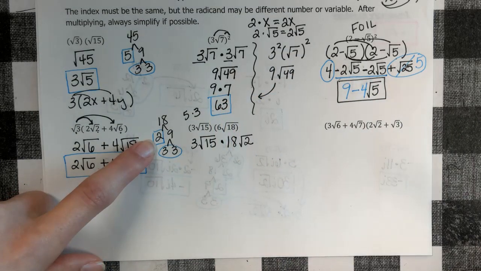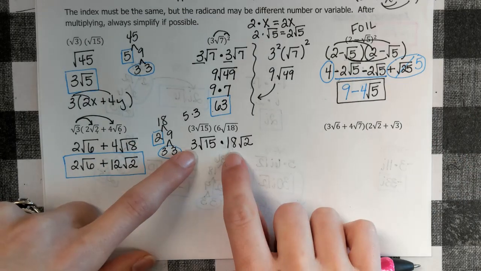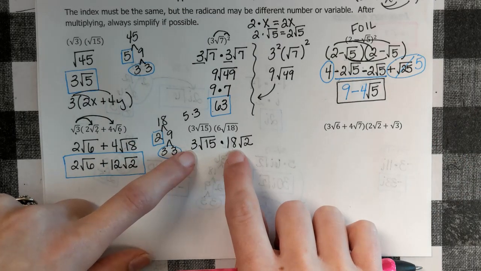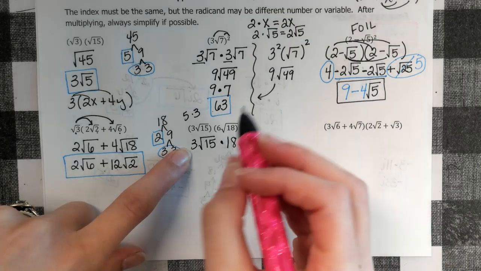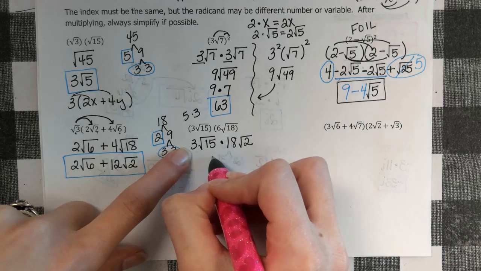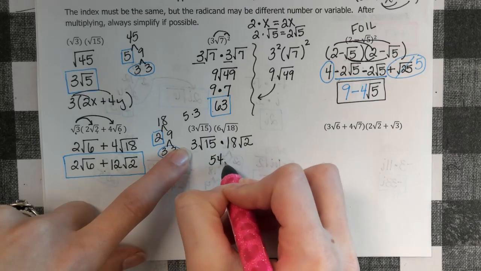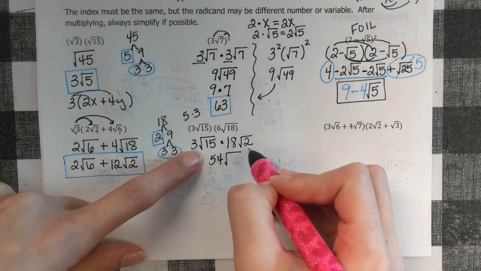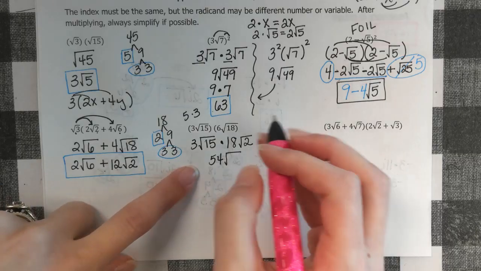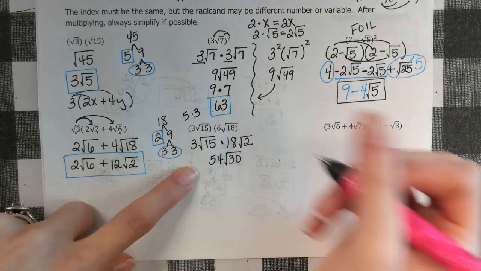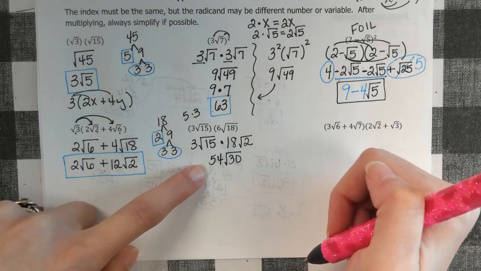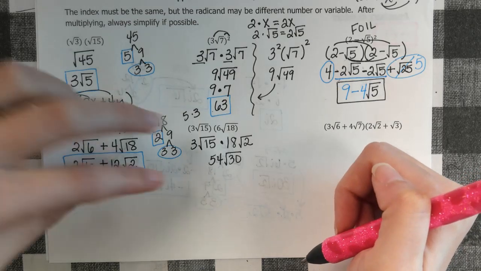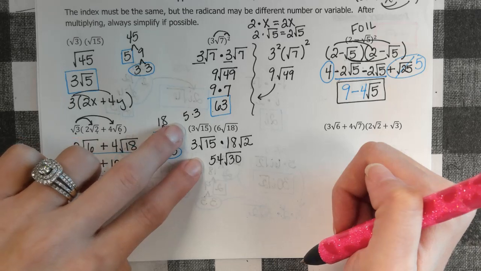Y'all see how I simplified that? Now I can multiply. What's 3 times 18? 54. And then square root of 15 times square root of 2 gives me square root of 30. Now, can I leave it like that? No. If I typed it in my calculator, it would give me the same value, but it's not simplified.